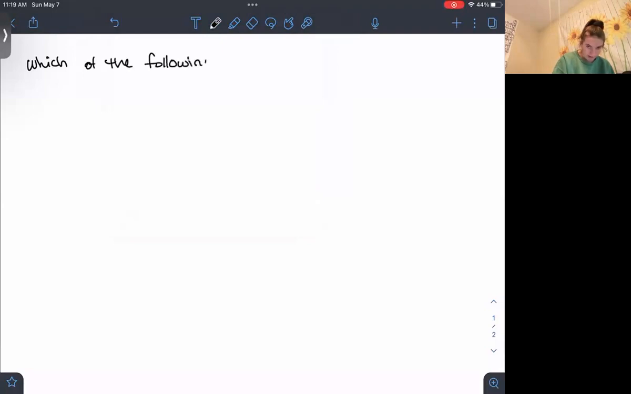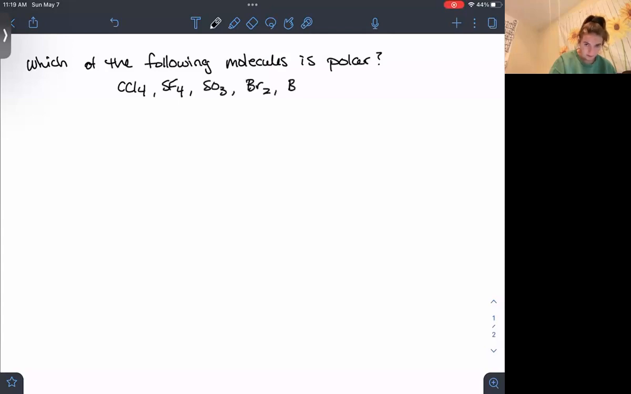I saw a couple of responses just for like Lewis structures and stuff. So we can go over a brief review of all of that. Okay, so for this one, we have which of the following molecules is polar? You have CCl4, SF4, SO3, Br2, and BCl3.